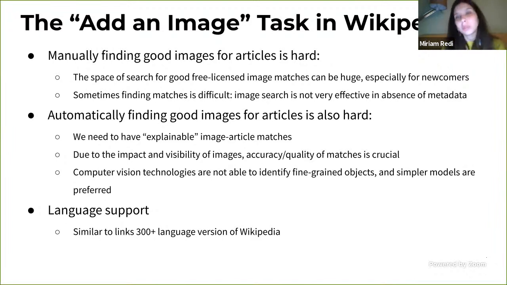Manually finding good images for articles is hard because sometimes the space of possibilities, of the possible images that could be a good match for an article, is too huge. And so especially newcomers might find it difficult to also find, for example, good free license images to be added to articles.